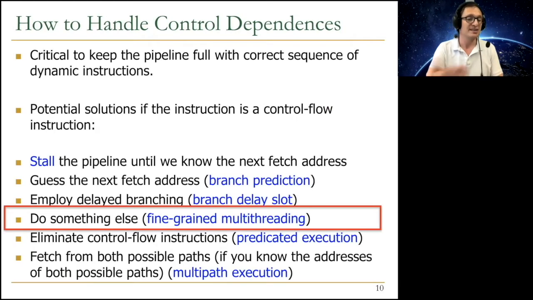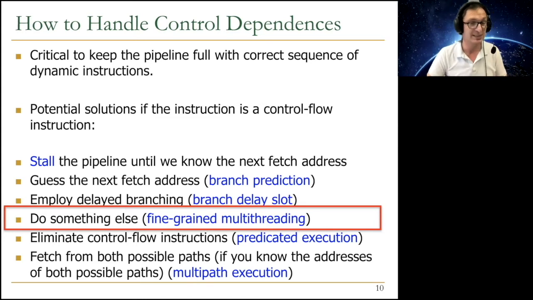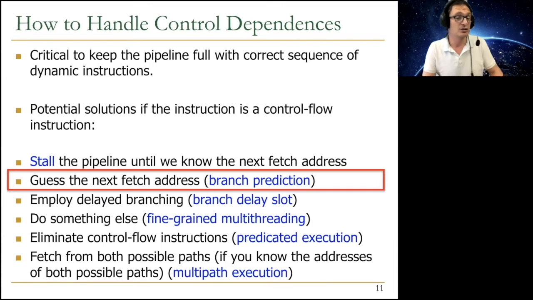Okay, so we've seen do something else. I'm not going to go through that, so I will eliminate that solution. If you're interested, you can look at the pipelining lecture again, study it again. But fine-grained multithreading is a very powerful idea, clearly. This is how GPUs ensure that they don't need to do branch prediction within a thread. Now we're going to focus on the solution of guessing the next fetch address.